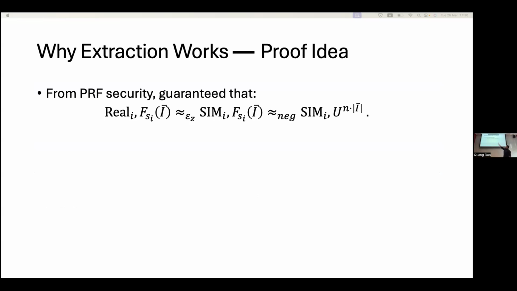So we first take the proof and simulate it, and then we can take all the hidden blocks and replace them by uniformly random strings from the security of the PRF.